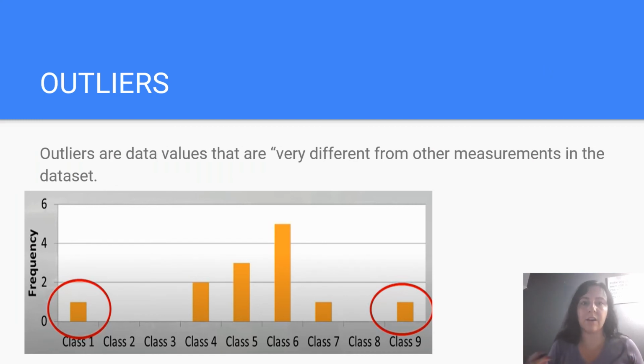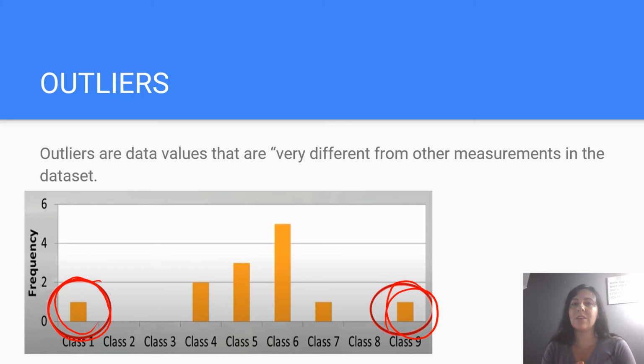Okay, so what are outliers? Outliers are data values that are very different from the other measurements in the data set. So when this happens, for example, in this chart right here, clearly the frequency in class 1 and in class 9 are so far away from the rest of the data. They look like they're not even related. So when this kind of thing happens, you have to actually sit down and think, what could this actually mean?